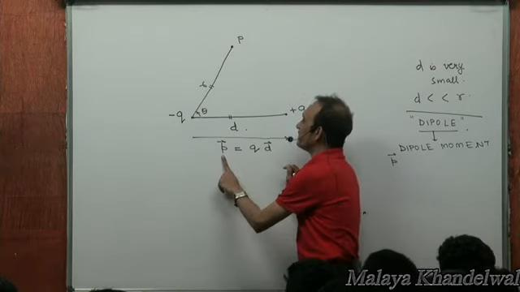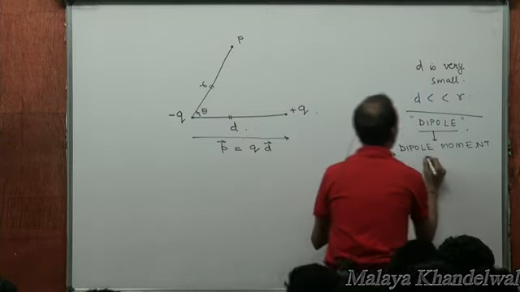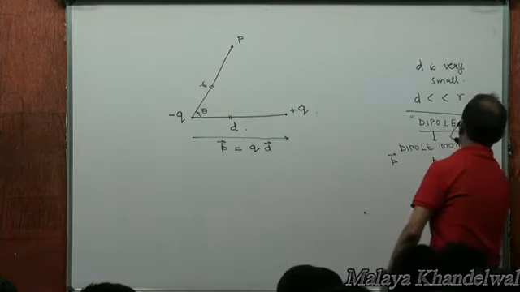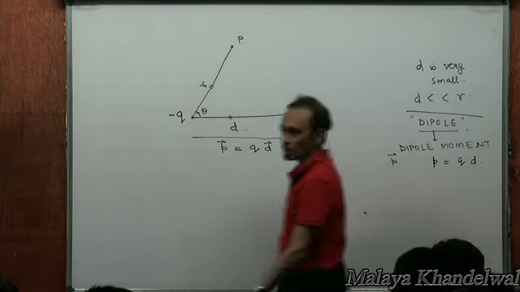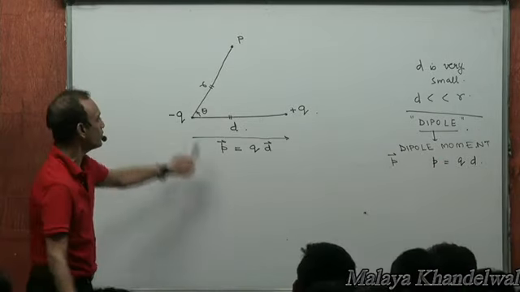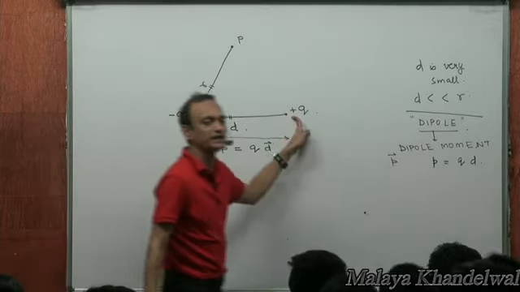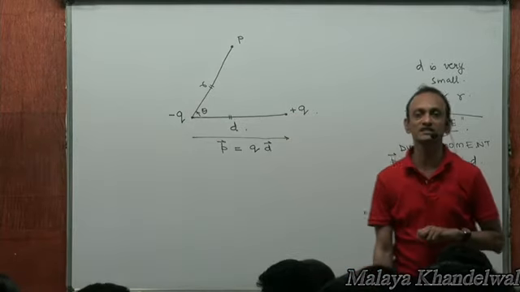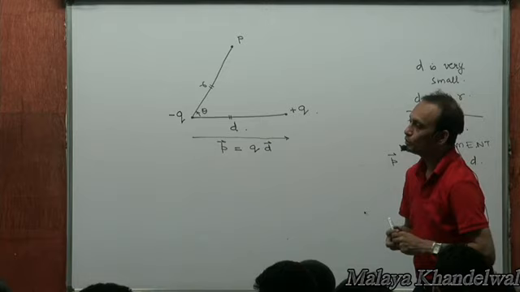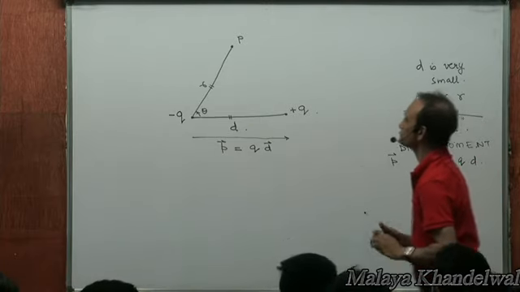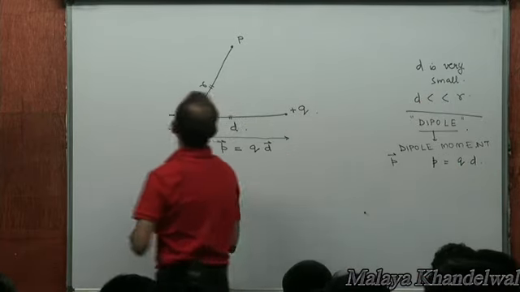So the dipole moment vector is of magnitude q into d, q into the separation between the two charges. That's the magnitude of the dipole, and it's directed from the negative to the positive charge.